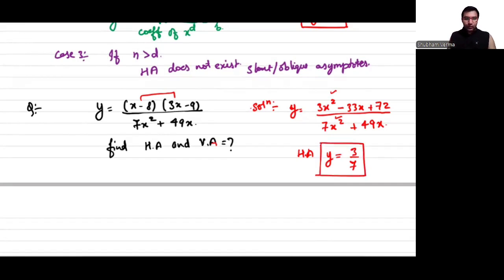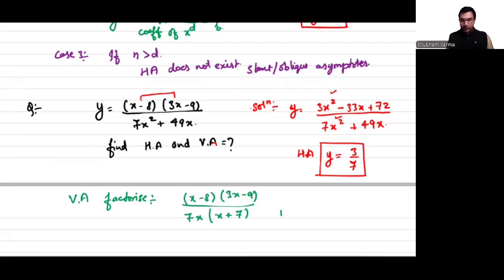For the vertical asymptote, we have to factorize it and cancel out the common factors. So once we factorize this, what do we get? We already have x minus 8 and we get 3x minus 9. From the denominator, I can take 7x common and I'll get x plus 7. Are you getting it? So now, if nothing can be cancelled out, just equate the denominator to 0. So what do we get? x equal to 0, or x equal to -7. So this is my vertical asymptote. Are you getting it? Yes.